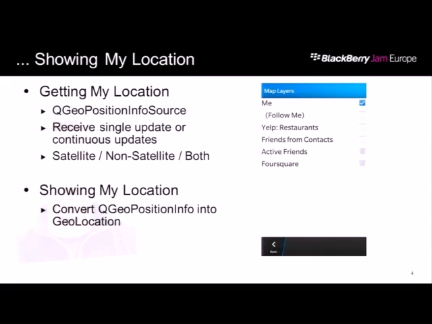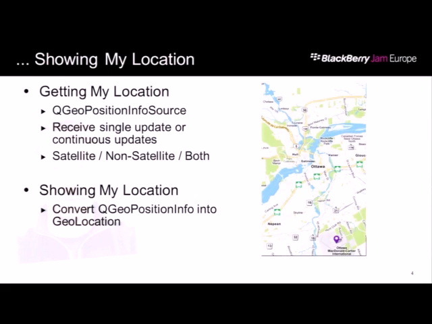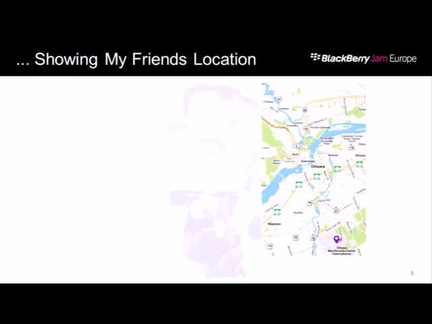So I'm going to turn on the me layer. I don't really need to follow me. And there I am. I'm at the Ottawa International Airport. I've just arrived. How do I find my friends?